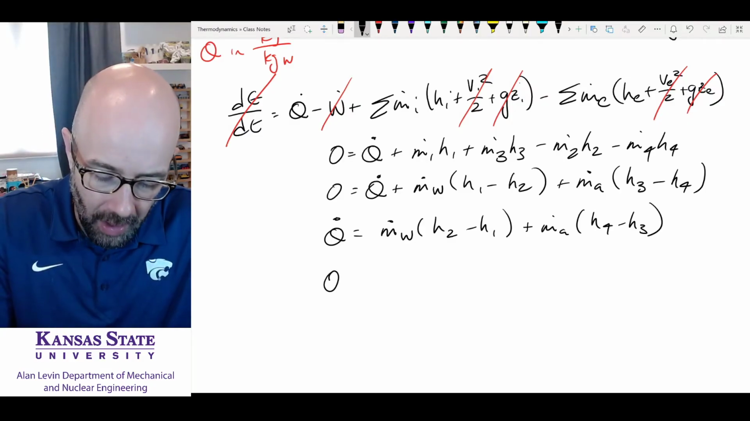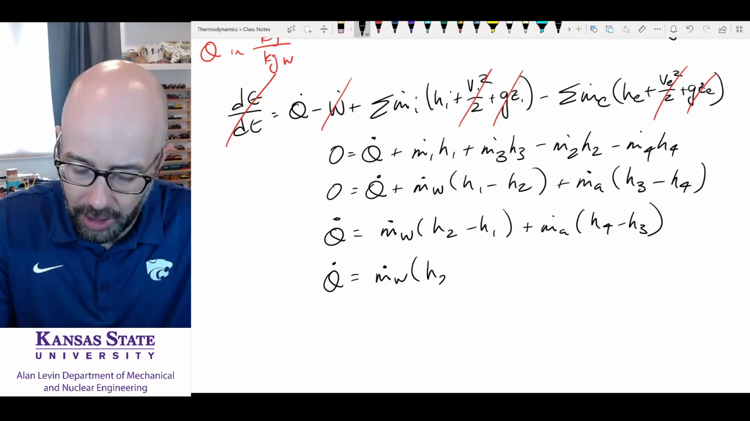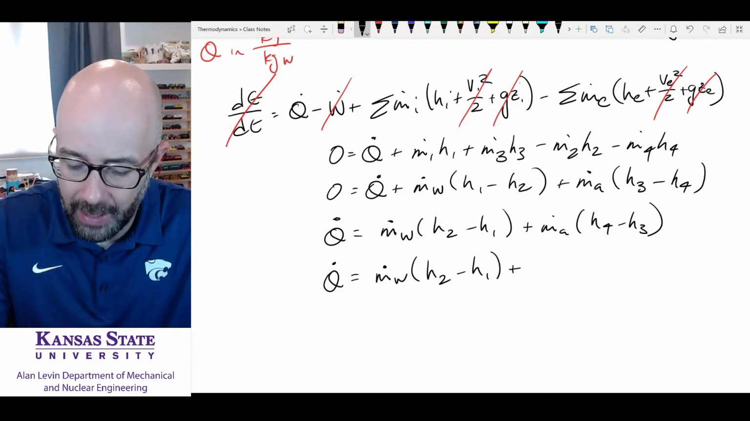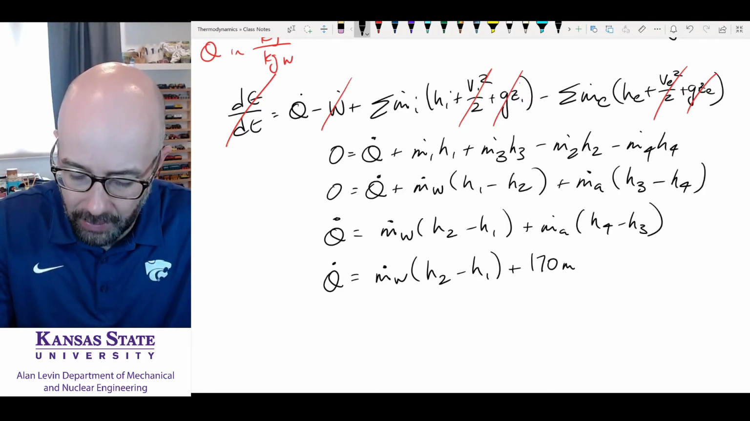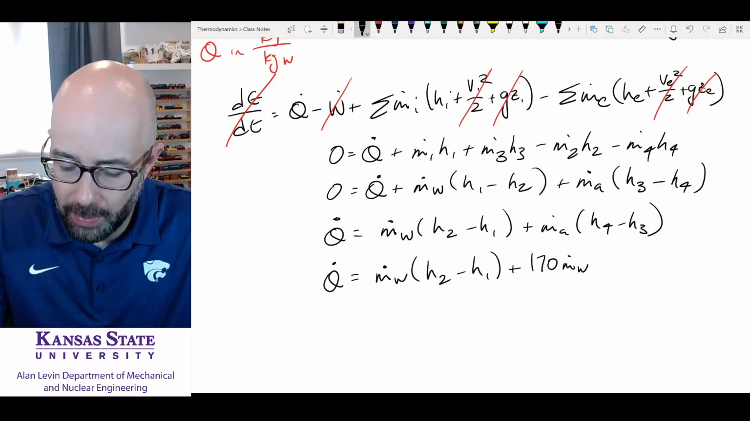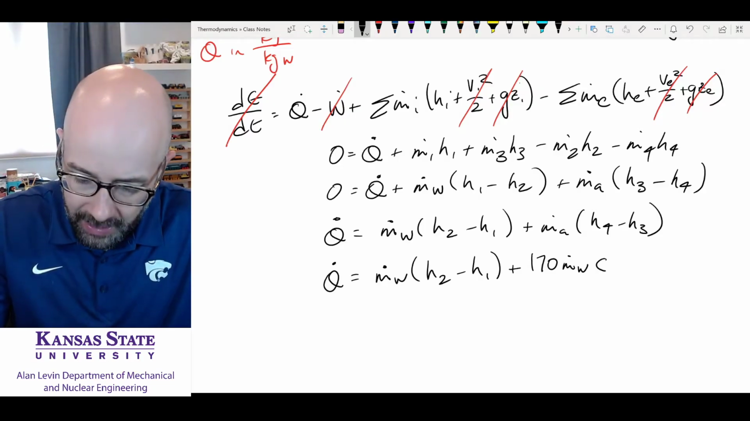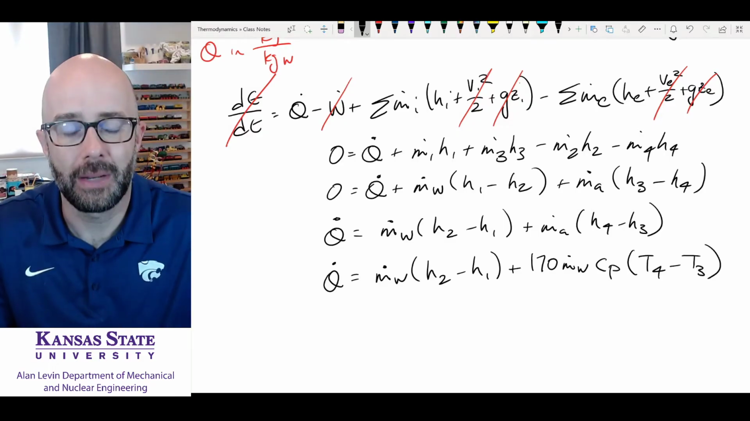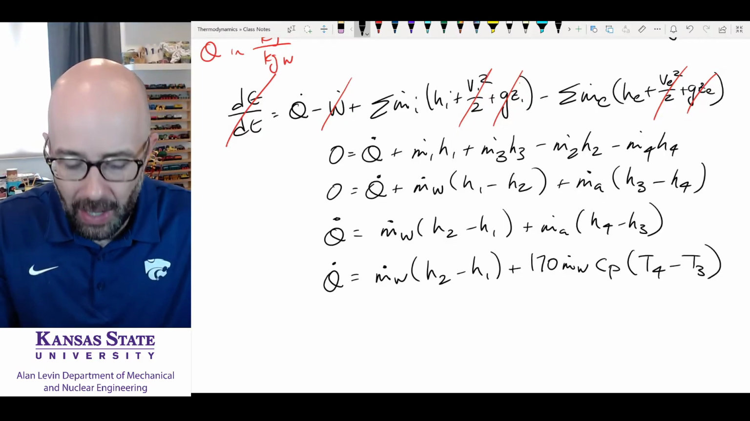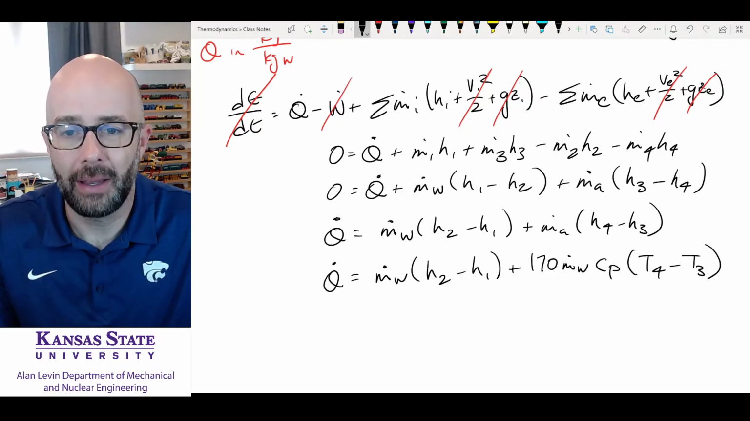Well, we know that this is going to be mass flow rate of water. We can't do anything really with the water, h2 minus h1. But we can say the mass flow rate of the air, they said, was 170 times the mass flow rate of my water. And then we can replace our delta h with c sub p times T4 minus T3 because we're doing constant specific heats. Okay. Now I have mass flow rate of water in both of my terms.